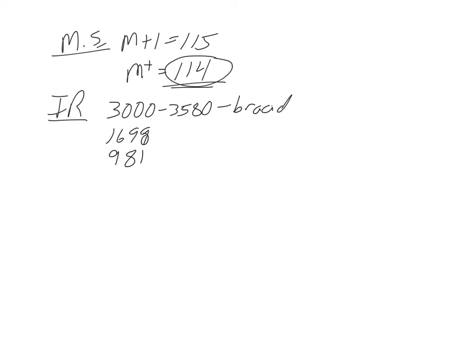So I want to go look at our IR tables. What do you think the broad 3,000 to 3,580 is? Some sort of OH. Maybe a carboxylic acid. What about 1698? What's that telling you? CO stretch. Good. What about 981? It's a very specific stretch, and it's in that table. Alkene. What kind of alkene specifically? Trans. A trans alkene. Good.